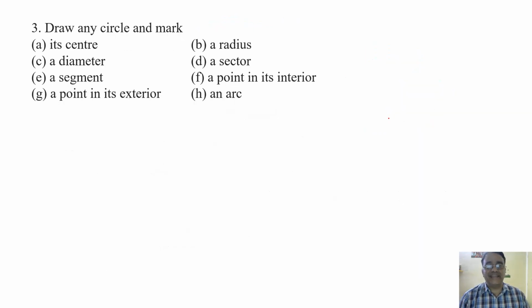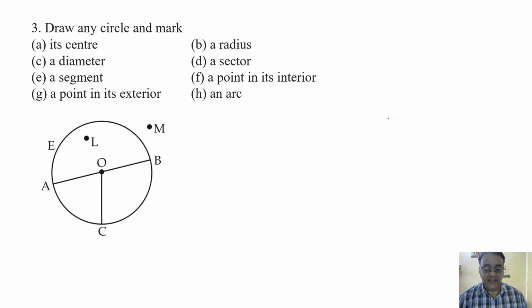Okay, now we are moving to the third question. Draw any circle and mark the given parts. So first we will draw a circle. Now we are going to mention which is which part. First the center: here the center is O. Second is radius. Any one radius you have to write. Either you can write OA, OB or OC. I am writing OB here.